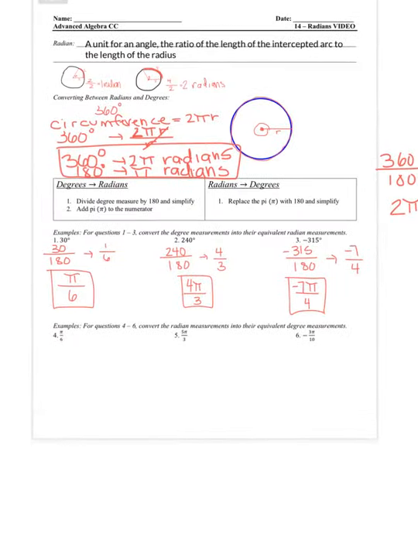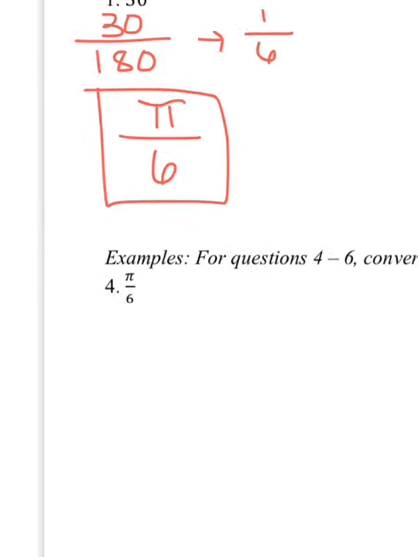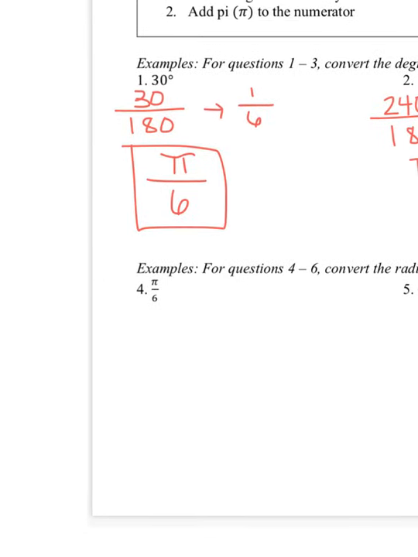Then if you want to go the other way, it's actually even easier. To go the other way, you replace the pi that's in the radian with 180, and then you simplify it. Okay, that's 180 degrees. So here, number 4 is pi over 6. So I would do 180 divided by 6. Take out where you see pi, plug in 180. So 180 divided by 6 is 30 degrees.